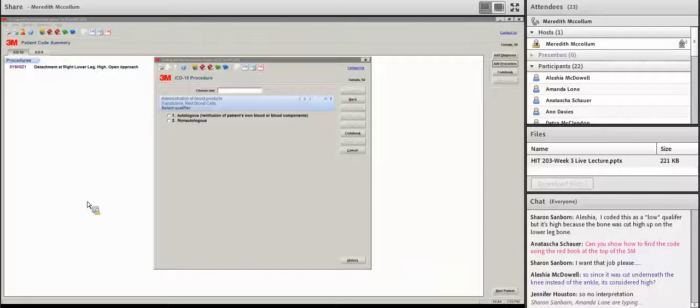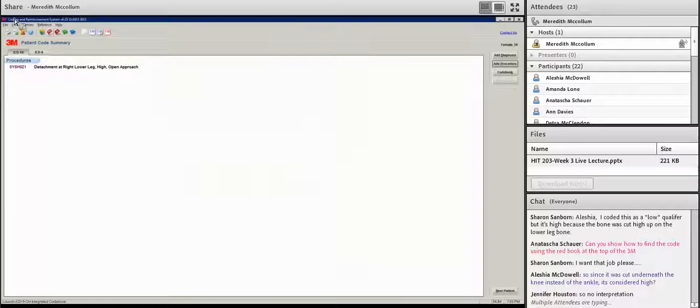Yeah, so no interpretation, that's correct. And Alicia, that's correct. Think about high as higher up to the body, higher to the head, with low being further to your feet.